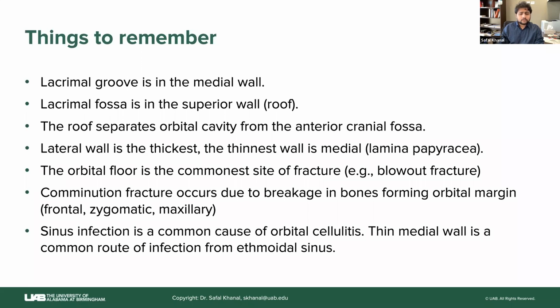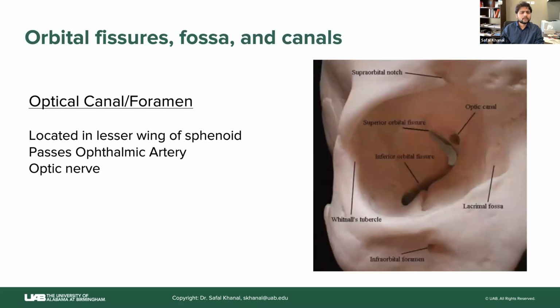And one of the most common causes of orbital cellulitis is the sinus infection. And the most common route is through ethmoidal sinus in the skull. Now let's look at some of the fissures, fossa, and canals, because these are the important landmarks associated with several different nerves and arteries in the eye.